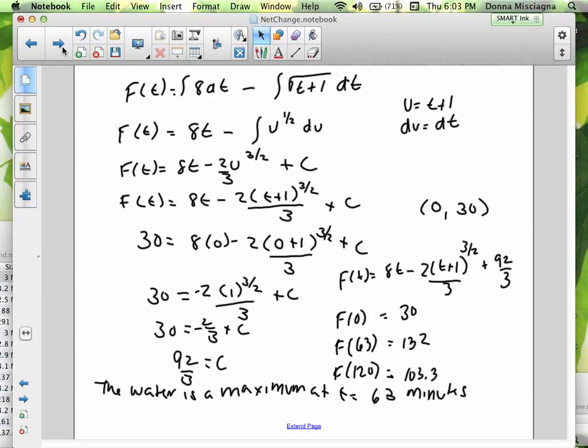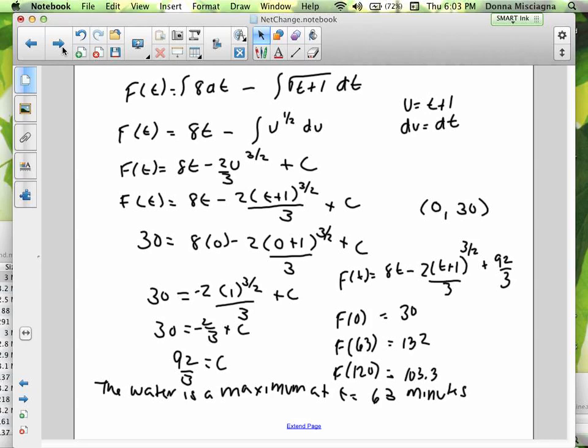And so that must be why that function. So it's not that it overflows. It's that it would be described by a different function, apparently, because the water leaking out is starting to overcome it. So the water is at a maximum at t equals 63 minutes.